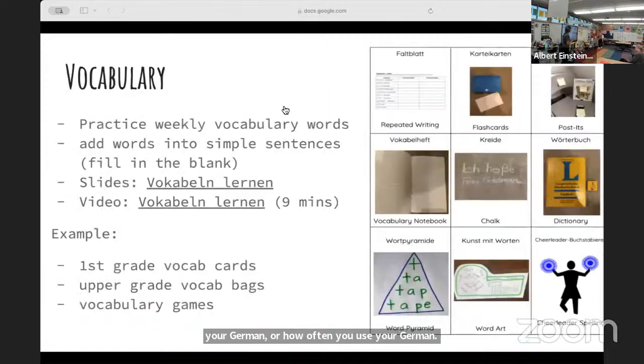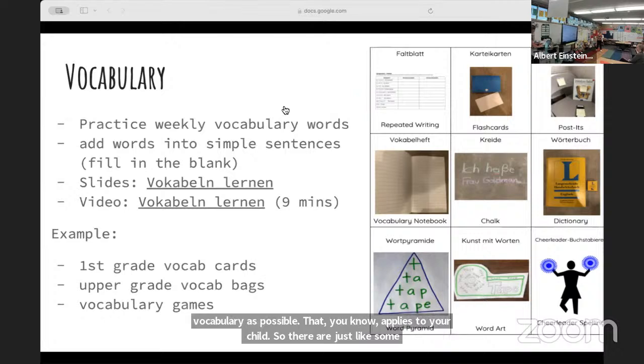So this is what we said about the importance of vocabulary learning. Practice the words that teachers send home. If your child really does not want to practice those words, if your child is interested in baseball, make a word bank with baseball words. If you like to go shopping, make a word bank with shopping. If you like going to the zoo, just as much vocabulary as possible that applies to your child. So there are just some ideas how you could do that.